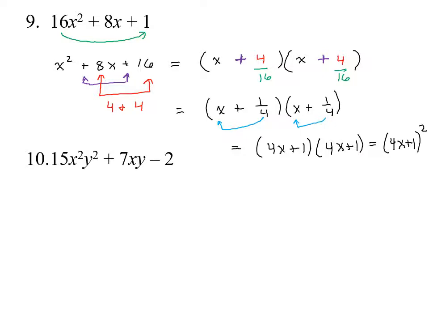So you may have seen this method before to get rid of the numbers in front. If you have, that's great. If you haven't, hopefully that makes sense. I'm going to do it again on number 10. I'm going to take the 15 and multiply it onto the 2. And rewrite this as x squared y squared plus 7xy minus 30. 15 times 2 is 30. And do my same thing I did before.